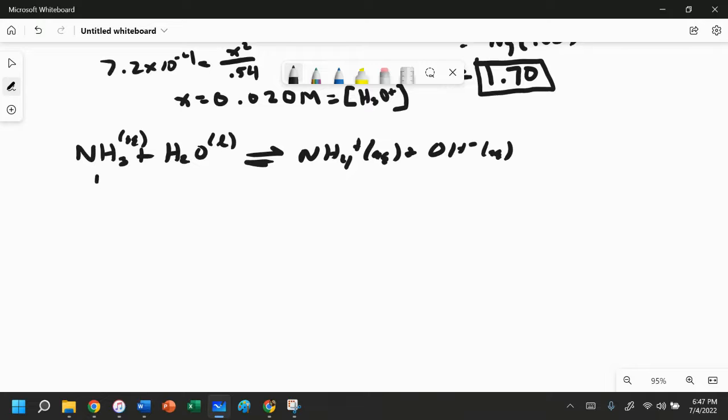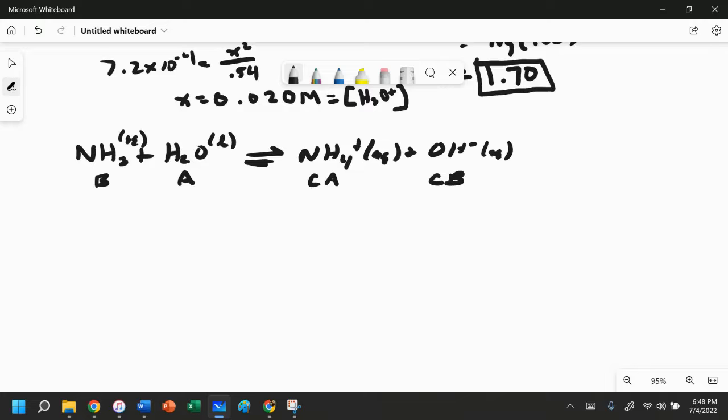So this is our base. Water is going to behave like an acid because it's giving away a hydrogen ion. Ammonia, after it gains a hydrogen ion, becomes the conjugate acid. Remember, the base, after it gains a hydrogen ion, becomes a conjugate acid, and then OH is our conjugate base. The acid, after it loses a hydrogen ion, becomes the conjugate base. And so this happens to a small extent.